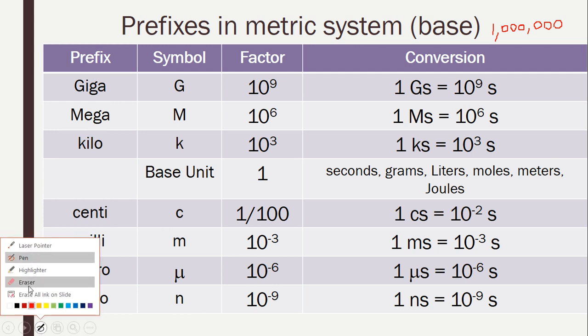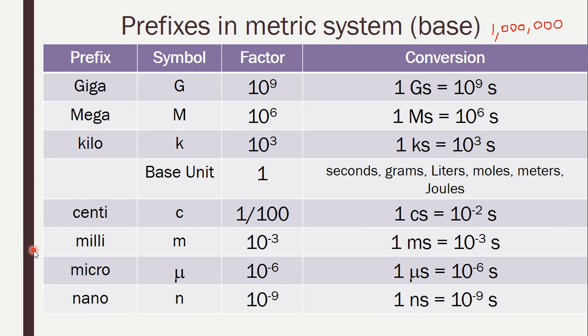So let's get rid of that now. Ooh, laser pointer. All right, base units. So after all those three, a base unit comes. Seconds, grams, liters, moles, meters, joules, those are the base units. Then we get smaller than a base unit. And things that are smaller than a base unit are like a centisecond, which I do not put in scientific notation just to sort of stress that it's two.